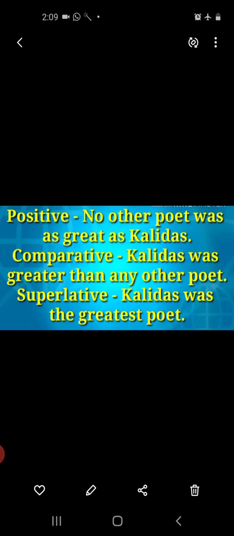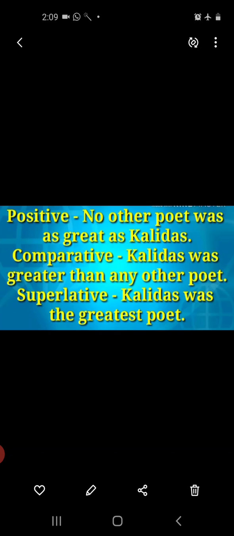As you all know, there are 3 degrees of comparison: positive, comparative, and superlative. In positive, we do not do any comparison. We use the simple root word of the adjective and we use as, or so as. In comparative, we do the comparison between two and we add er to the root word of the adjective, and after that we use than. In superlative we do the comparison of one thing to all and we add est to the root word, and before that we use the.